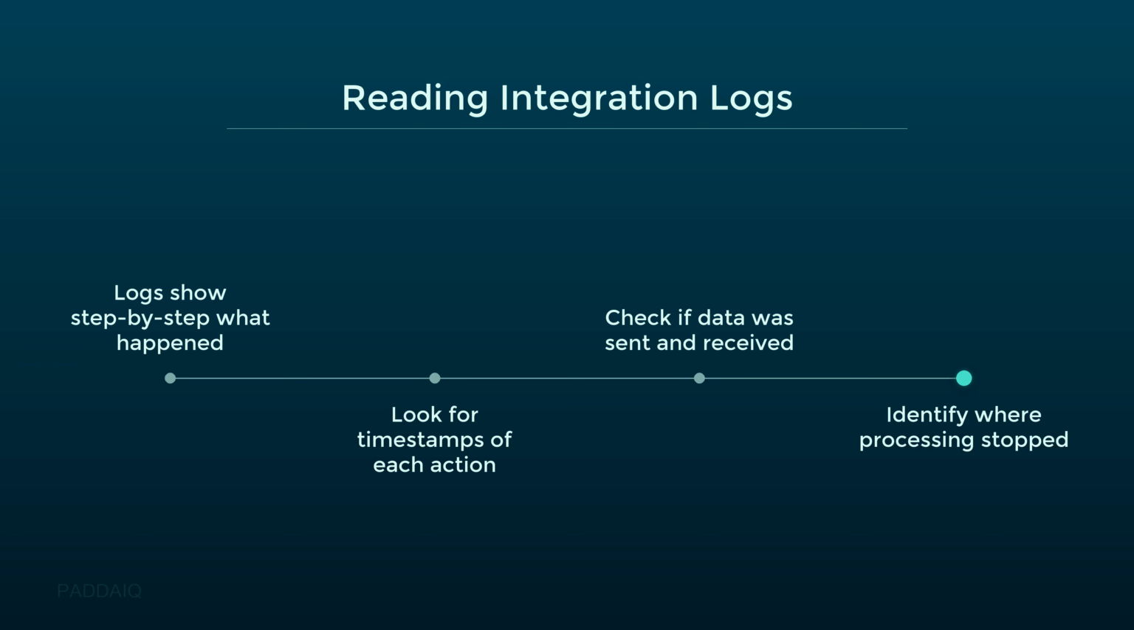Identify where processing stopped. This means pinpointing the exact step in a data flow where an error occurred, preventing further progress. For example, if an order fails to sync from SAP to Salesforce, the log shows it halted during the customer address validation step. Knowing this precise failure point allows you to quickly focus your troubleshooting efforts.